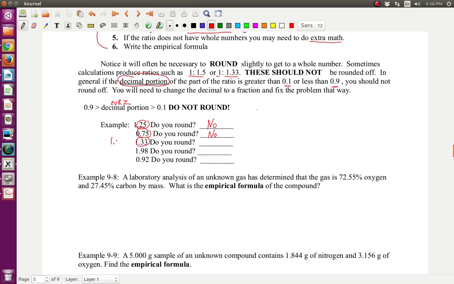This is 1.33. The decimal portion right there is still in the no rounding zone, so I do not round this number. I do additional math. Here's the decimal portion of this number, but this is 0.98. It's on this side, so yes, I can round this one up. 1.98 would round to a 2. And 0.92, yes, it's greater than 0.9, so yes, I round, and it would also become a 2, because I need whole numbers when working with empirical formulas.